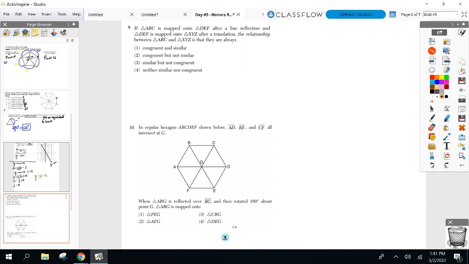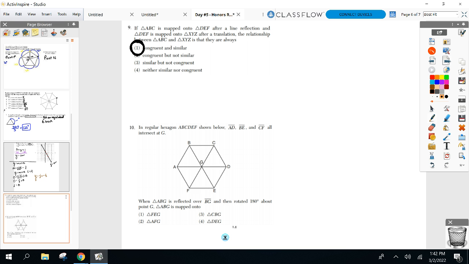So what do we think here? We're gonna do a line reflection, and then we're gonna do a translation. Am I changing the size of it? Is the triangle changing size when I reflect it and translate it? No. So at least they're going to be congruent because I'm not changing the size or shape. And will they be similar? Are congruent triangles similar? Yep, same size, same shape. So we got choice 1 here. Congruent and similar. Everyone all right? You're not changing the size and shape when you translate and reflect.